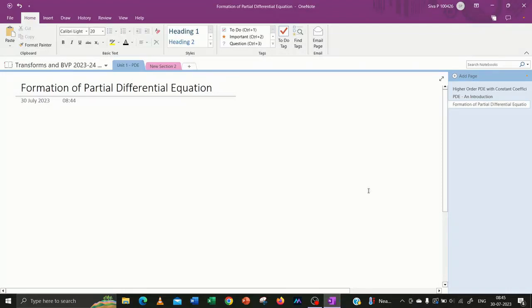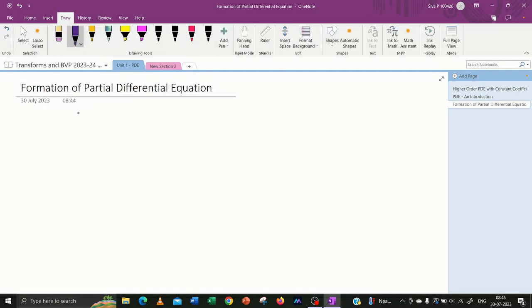Good morning, students. In this class, we are going to discuss the formation of partial differential equation. What is meant by the formation of partial differential equation?